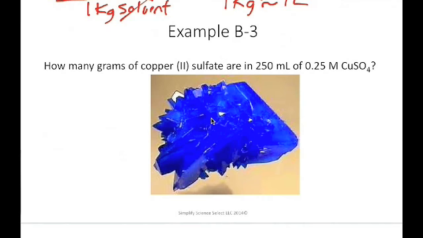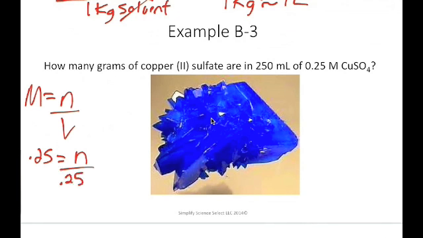In this last example, it says how many grams of copper sulfate are required in 250 mL of 0.250 molar copper sulfate. So the first thing we need to do is realize that molarity is equal to the number of moles divided by the volume. I've got 0.25 as my molarity, and I'm trying to solve for the number of moles, and I have 0.25 liters. So when you do this, you end up getting the number of moles is approximately 0.0625. Now remember, this is moles of copper sulfate.